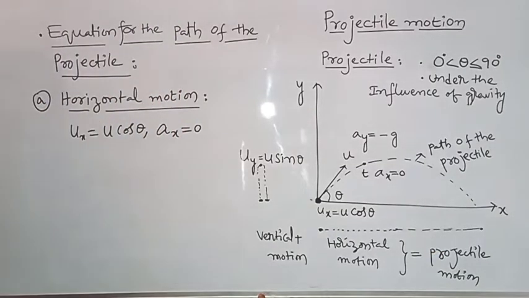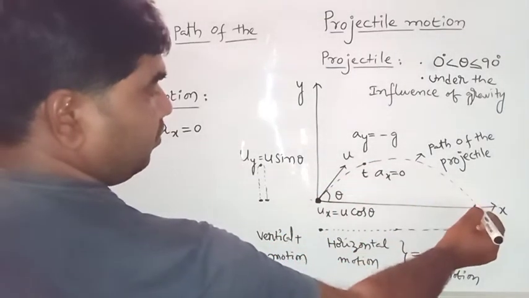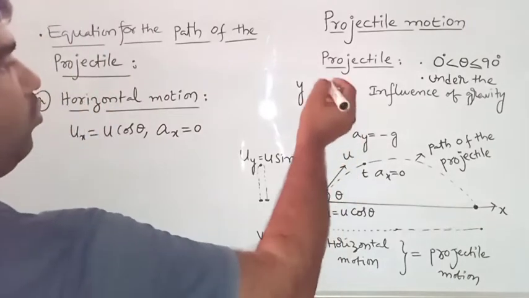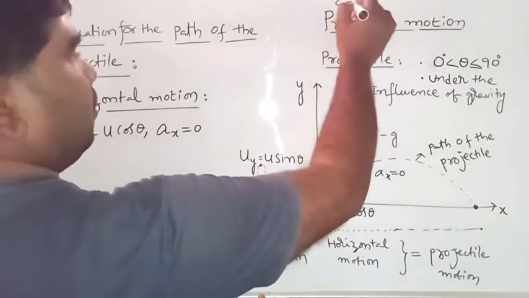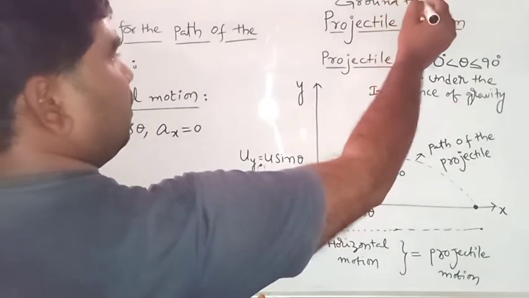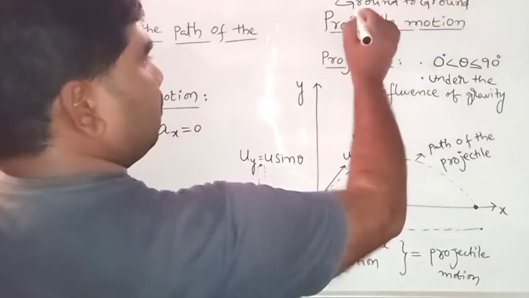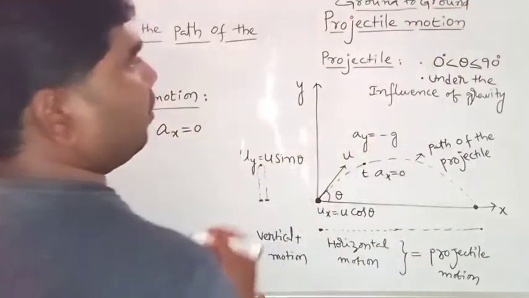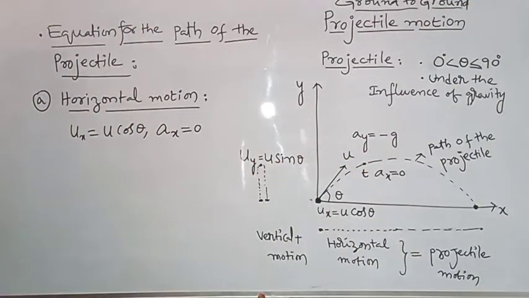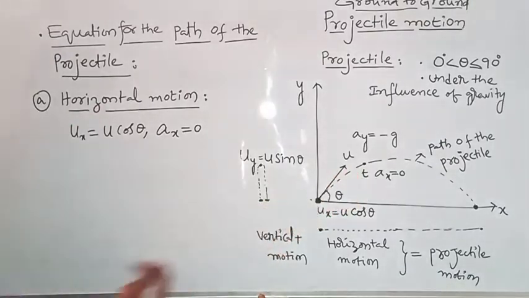This projectile motion is, we are projecting from the ground and it is reaching the ground. So this projectile is ground to ground projectile motion. Horizontal motion, what is the displacement after some time t?